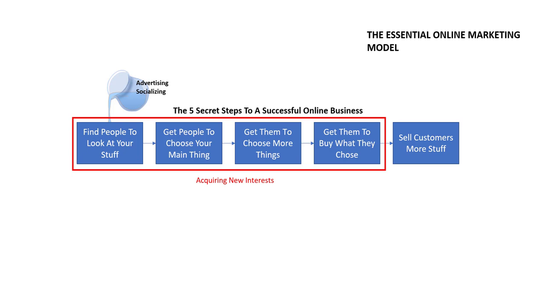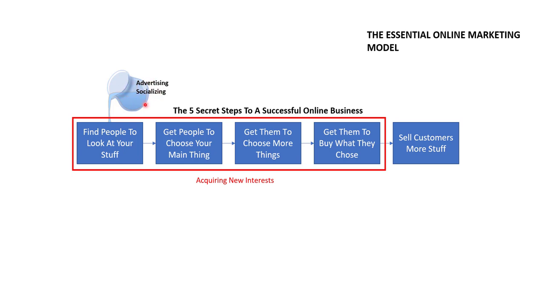You can advertise on social media, you can advertise in Google, you can advertise on somebody else's site, it doesn't matter. Socializing, you can go on Facebook, you can go on Pinterest, you can go on Instagram, you can go on any of the social platforms and relate to people and get them to look at your stuff. Okay, so again, you get the new people.